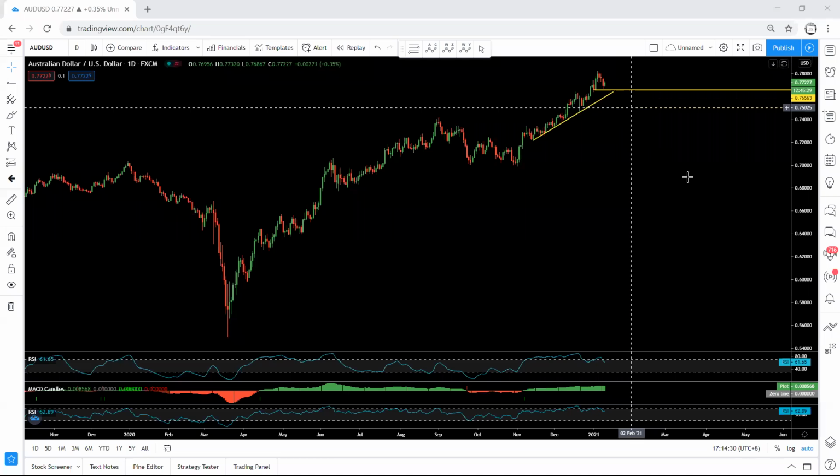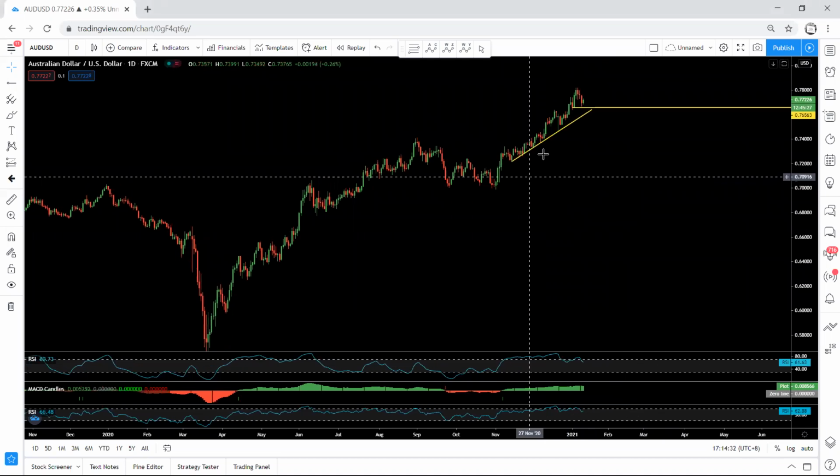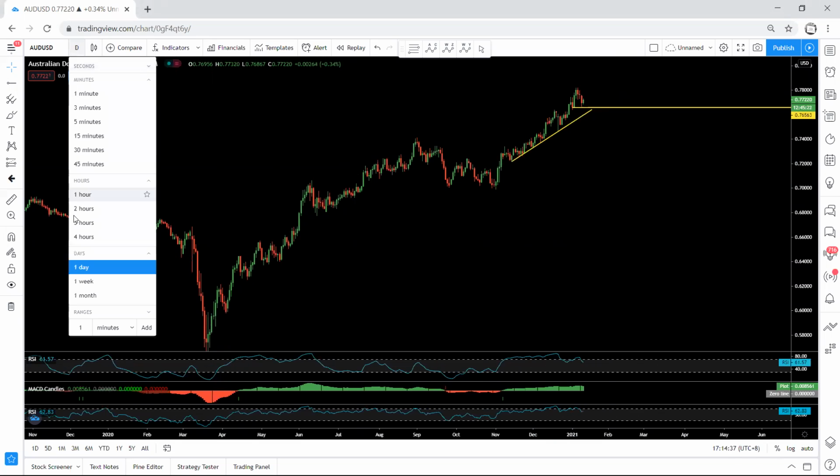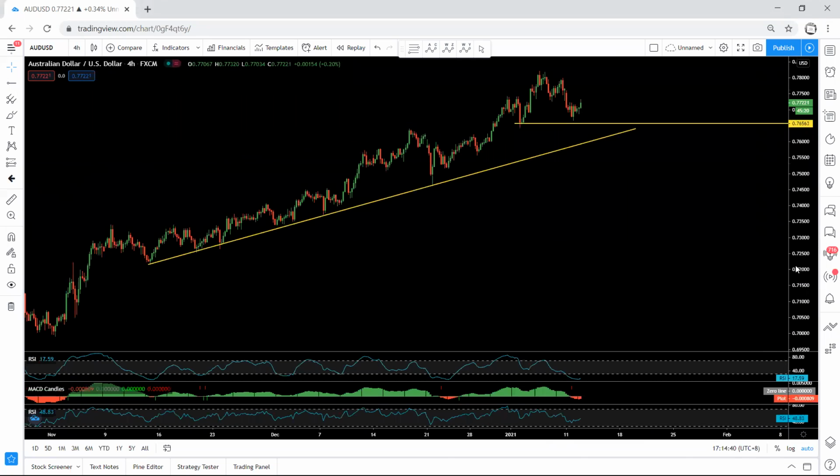AUD/USD. Now we start with the daily chart. There is not much change based on the daily chart. It is similar to what we analyzed in my last video. In this case, we move to a lower time frame. You see how we can trade based on the forward chart.